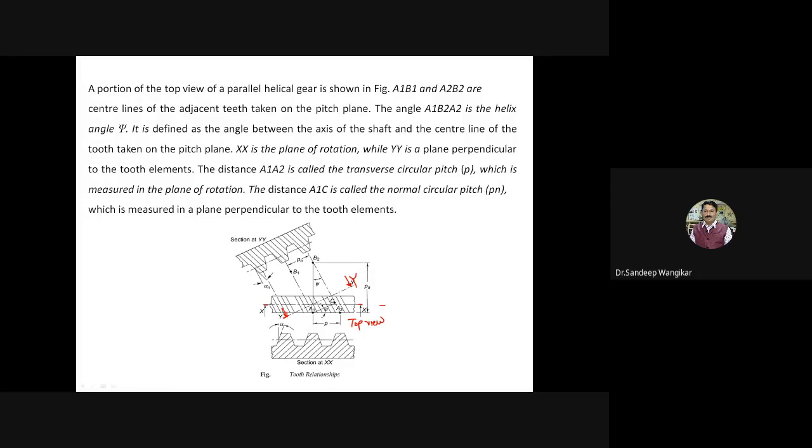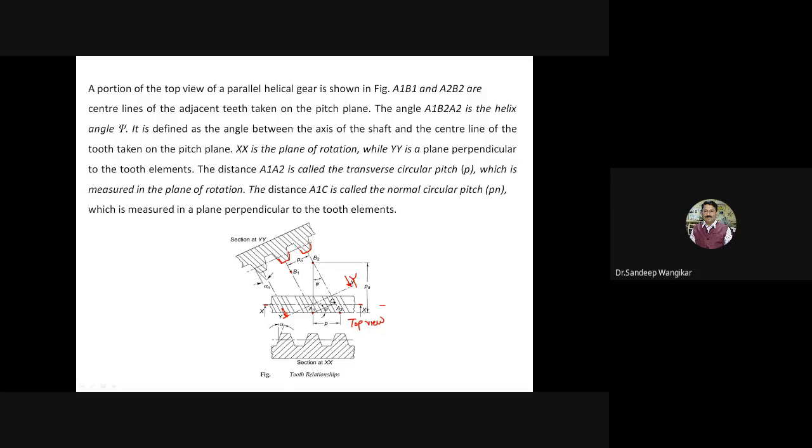A1, B1 and A2, B2 are the center lines of adjacent teeth. So what is mentioned here? See, this point is A1, this point is B1, this point is A2, this point is B2. So these are nothing but the center lines of adjacent teeth. See, this is one tooth, this is another tooth, and these are the center lines. So A1, B1 is the center line of this tooth and A2, B2 is the center line of the adjacent tooth.